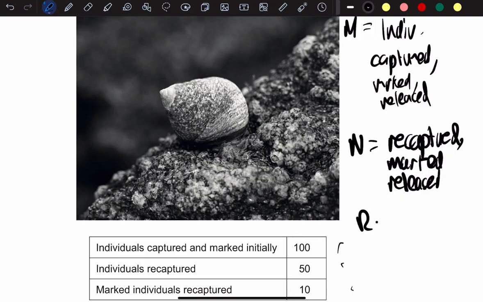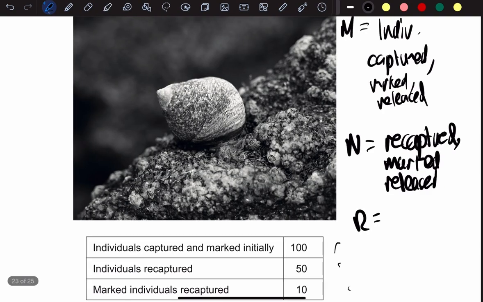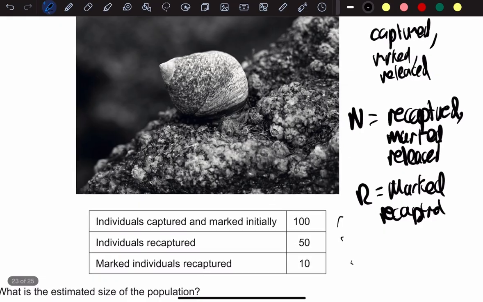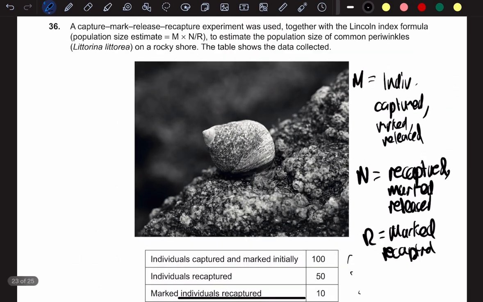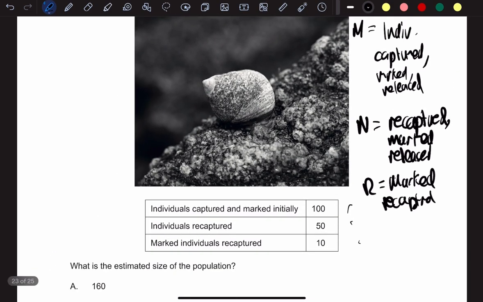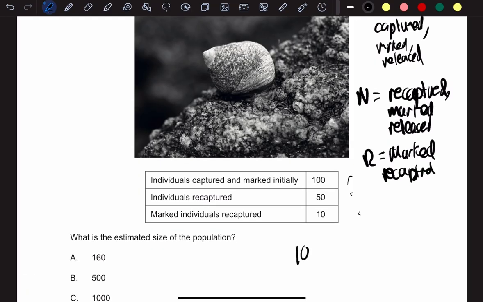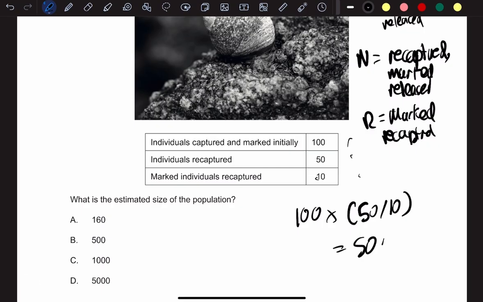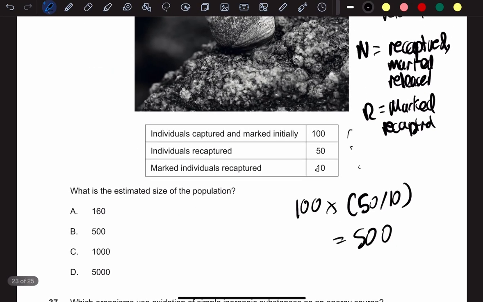Okay, and R is the number of marked individuals in the recaptured sample, right? So in the recaptured sample, how many were actually marked. In this case, the captured and marked initially refers to our M. So it's 100 times the recaptured, which is 50, divided by 10, which is our individuals recaptured. That equals 500. 500 is B.